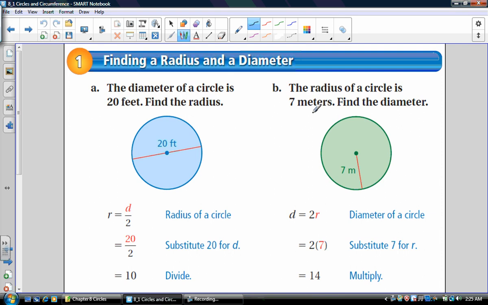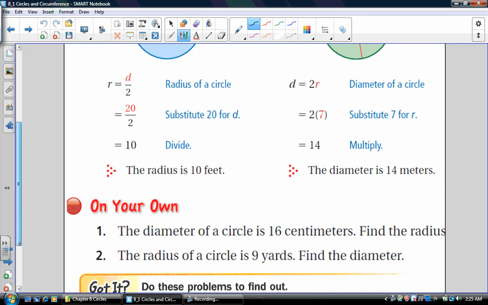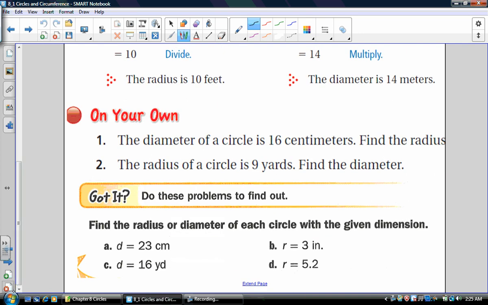If the radius of the circle is 7 meters and we find the diameter, it is 2 times whatever the radius is. The diameter then would be 2 times 7. The diameter would be 14. So what's that going to look like down here?